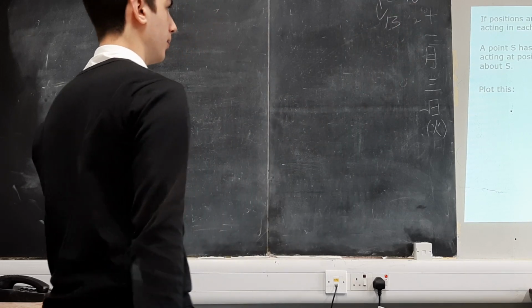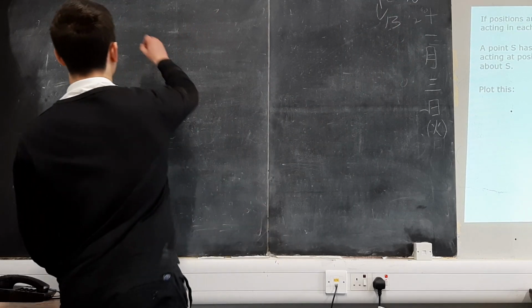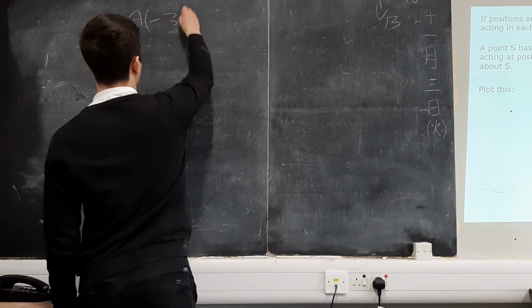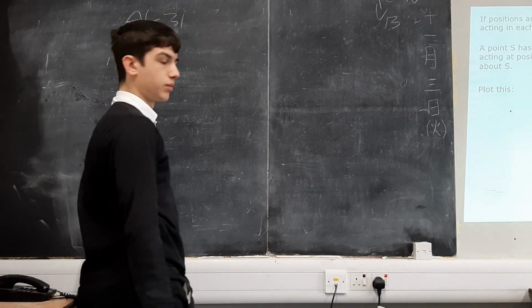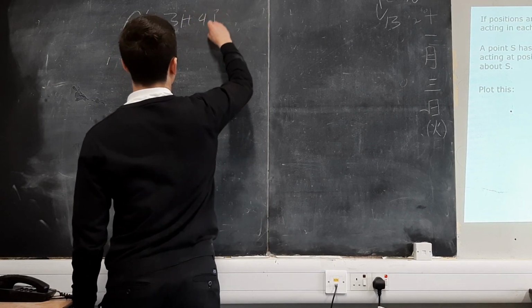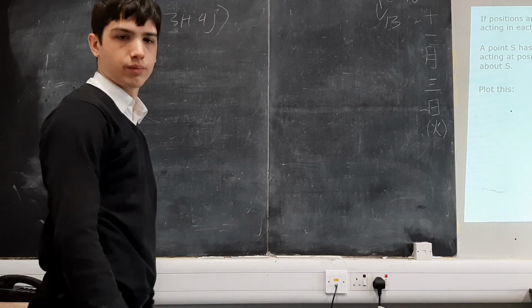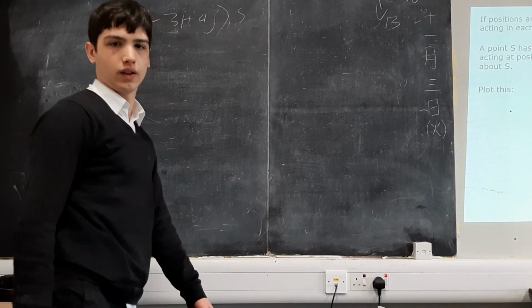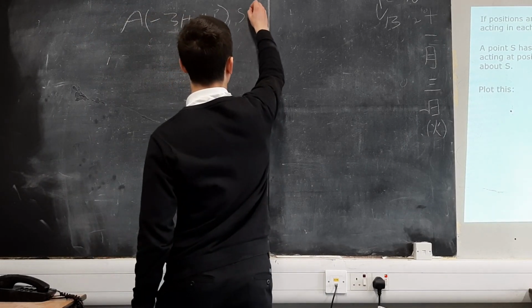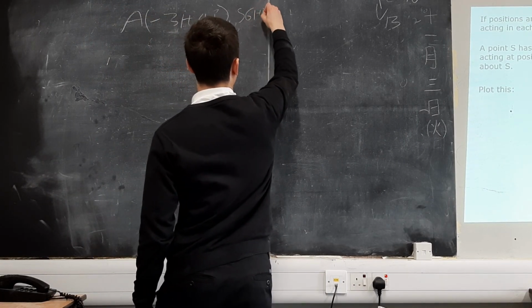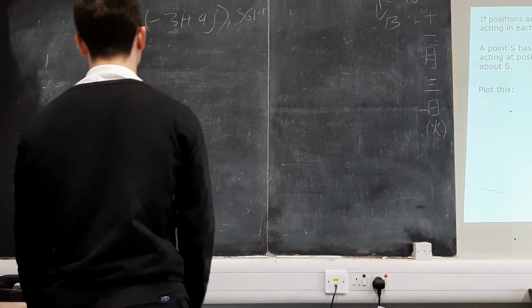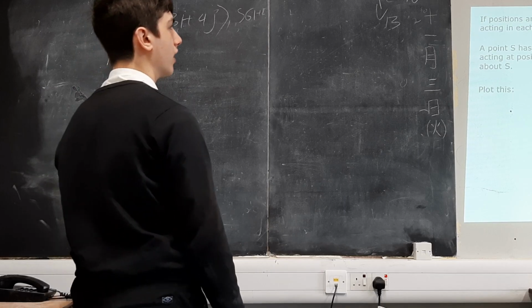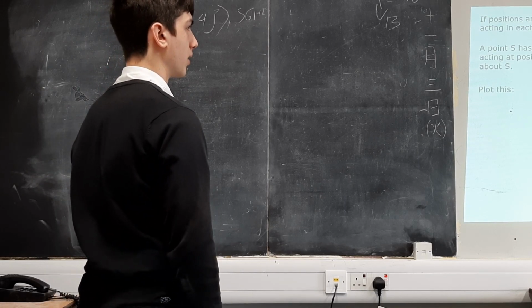So I plus J. So A is minus 3I plus 4J. X is 6I plus 1J. Well, I'm just gonna do the grid. Find the moment about S.